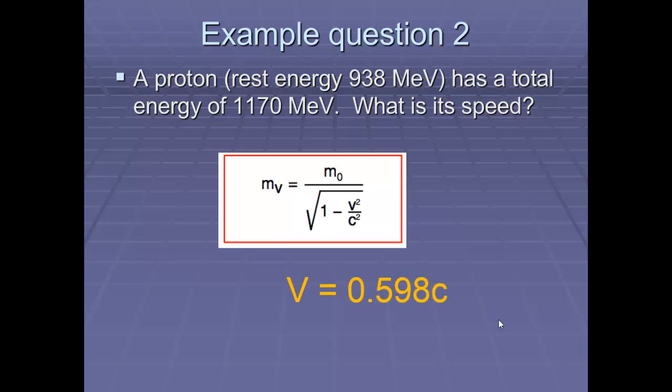And what we can do here is think about the mass as energy. So our rest energy, equivalent to the rest mass, is 938 mega electron volts, and the total energy is equivalent to 1170 mega electron volts, which means I can solve that for v, which equals 0.598 times the speed of light.